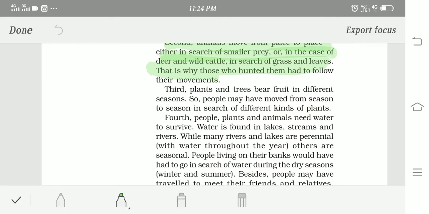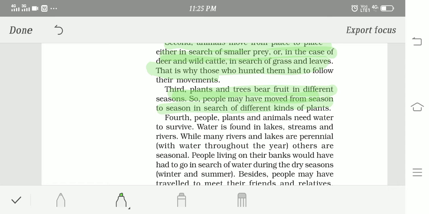Now we have this one. The third one is, the plants bear fruits in different seasons, so the people have to move according to the seasons. Yes, if somewhere a plant is there, like the seasonal fruit, the mango, or other fruit which is grown in a particular season only, throughout the year you don't get them. So if you want to eat mangoes or some other fruit which comes in season only, like jamun, and then the ber also, there are a lot of fruits which are seasonal. So at that time you need to move to get those fruits from one place to another.